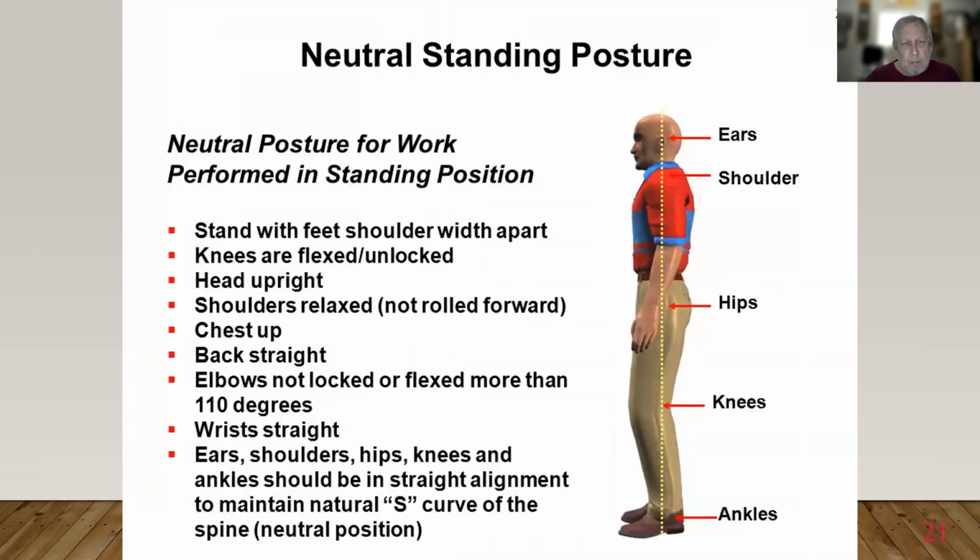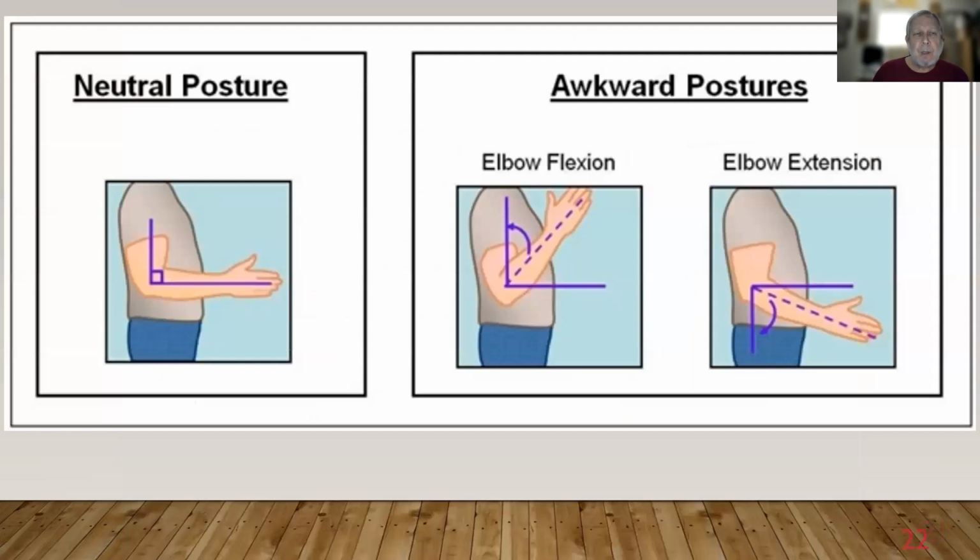Natural posture for work performed in a standing position. You can draw a line right down from your ear through your body. You stand with your feet shoulder width apart, knees flexed but not locked. They're not bent, but they're not locked. Head upright, shoulders relaxed, not forward or backward, chest up, back as straight as your normal back gets. Elbows not locked or flexed more than 110 degrees. Wrists are straight. Ears, shoulders, hips, knees, and ankles should be in a straight alignment to maintain the natural S-curve of the spine. Again, that's your neutral standing posture.